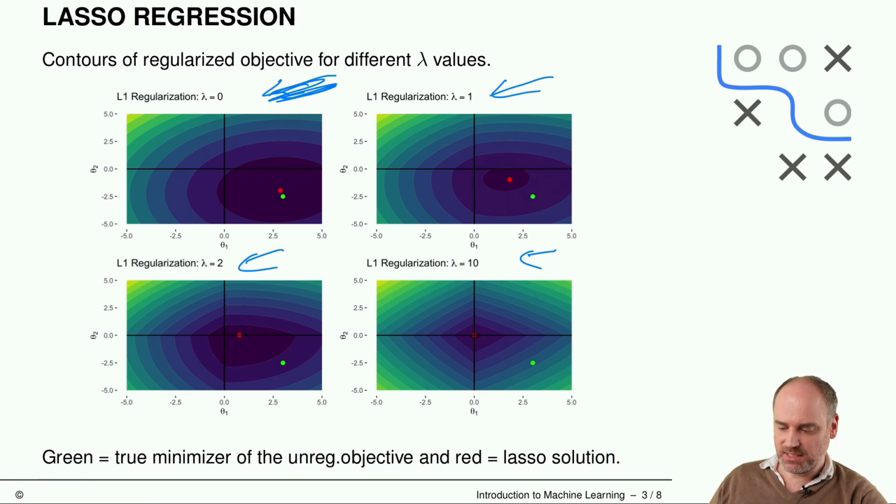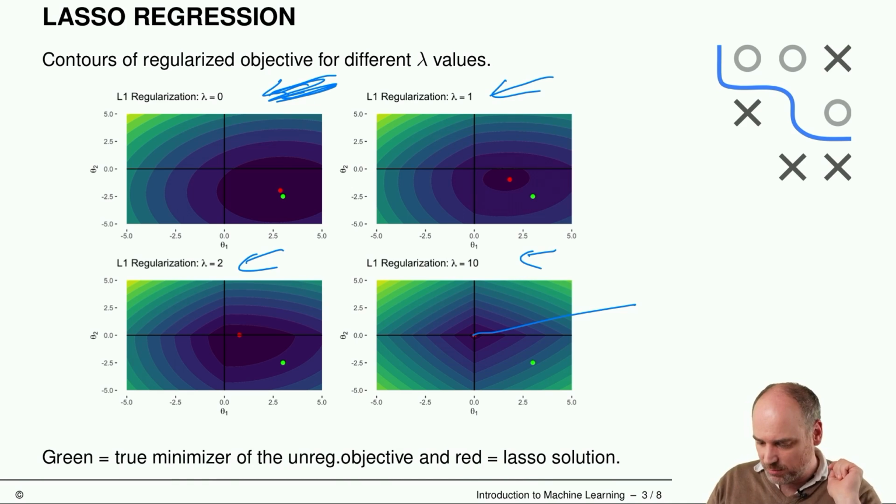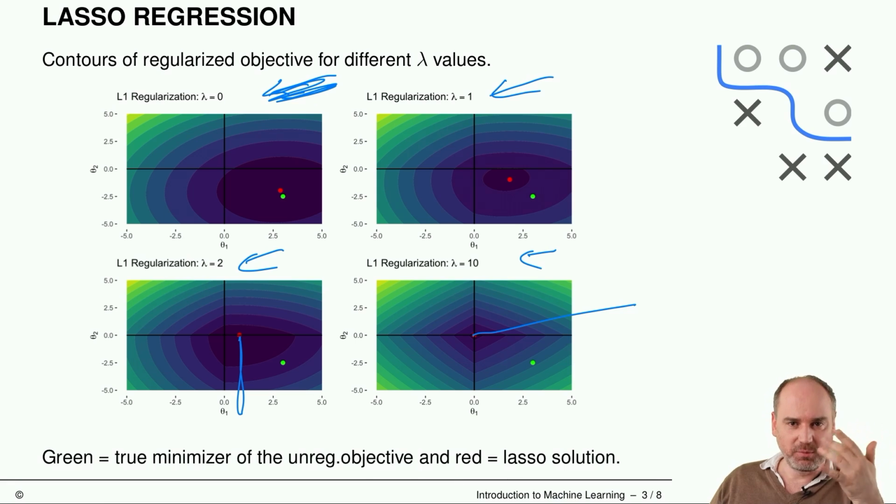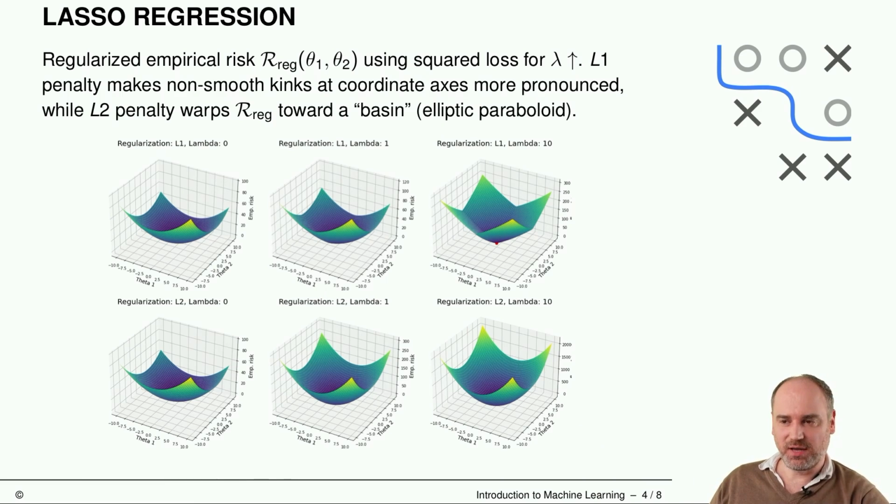Again, you can see in green where the true minimizer of the unregularized objective is and how the red point, the minimizer of the regularized objective, moves. It moves closer to the origin. At the end, with a super high lambda value, we might even end up in the origin, but somewhere before, we very often end up with points where one or multiple of the coefficients, I don't have too many available in this 2D problem, become exactly 0. Here's another way of visualizing that in 3D.